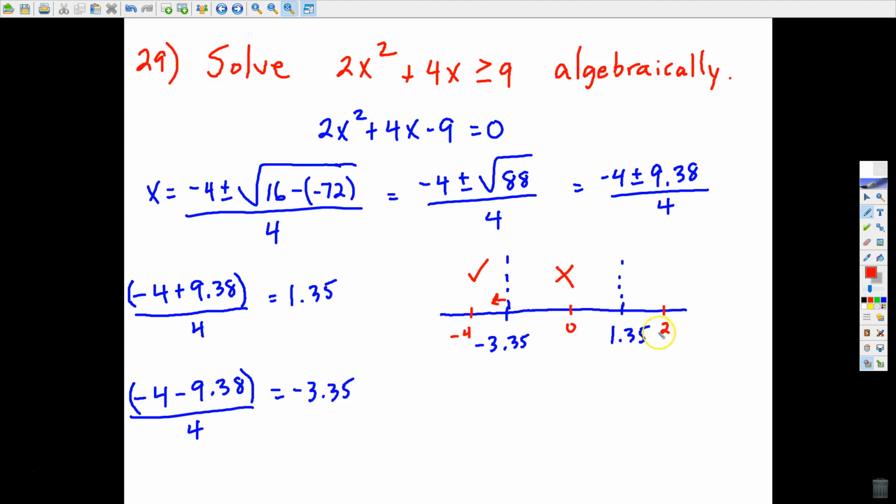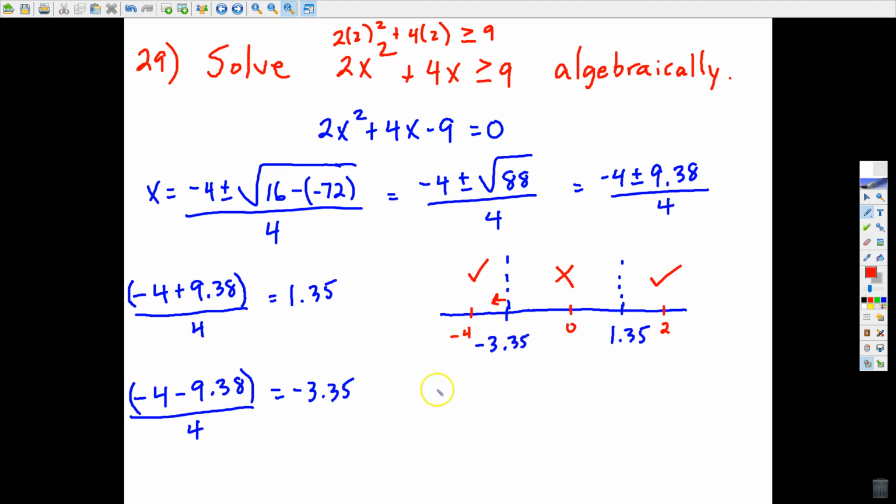And so now let's test this number to the right, positive 2. So 2 times 2 squared plus 4 times 2. And let's see, is that greater than or equal to 9? So 2 squared is 4, times 2 is 8, plus 8 is 16. That is definitely greater than 9, so these numbers do work.